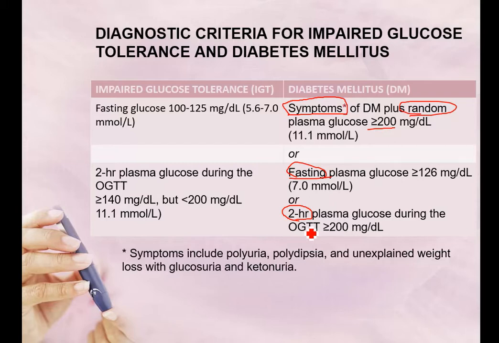The diagnostic criteria for impaired glucose tolerance state or condition include fasting glucose between 100 to 125 mg per deciliter, and 2-hour plasma glucose during the OGTT more than 140 mg per deciliter, but less than 200 mg per deciliter.